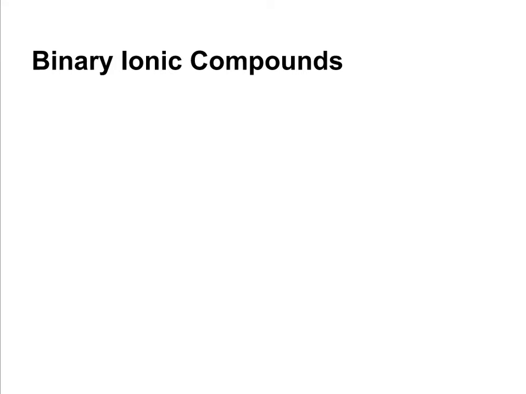Binary ionic compounds involve one metal element and one nonmetal element. To write the formula for those, we need to look at the charges of the two ions involved. So we'll start with a simple one. We want to look at the ionic compound sodium chloride. It forms between a sodium ion and a chloride ion. We know from our pattern on the periodic table that sodium forms an ion with a charge of +1, and chlorine forms the chloride ion with a charge of -1.